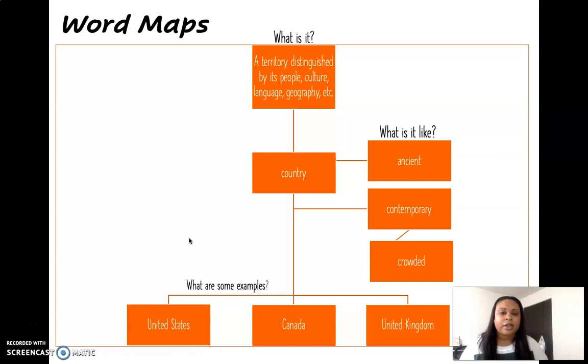Now, word maps have been also referred to as word webs or concept maps. So there's a lot of different types of styles that can be used when working in the classroom. Just find whatever works best for you. I use this type of style because it's the most basic.